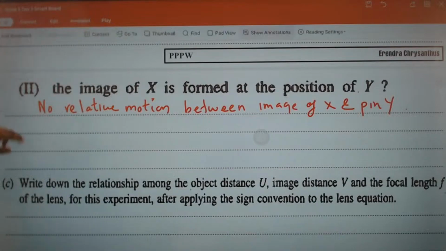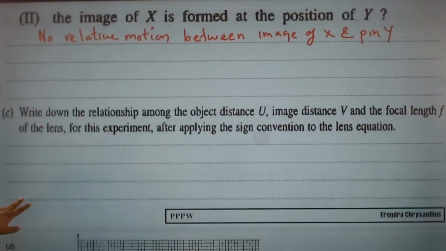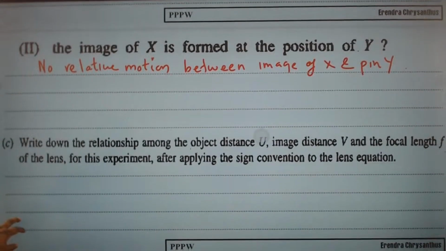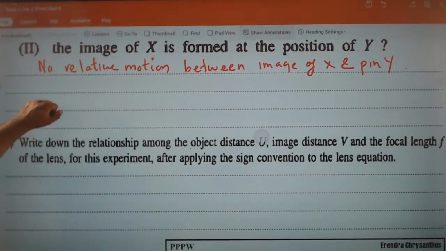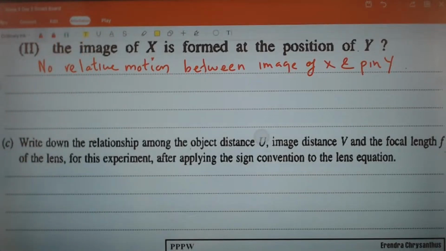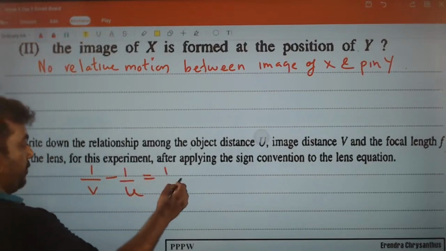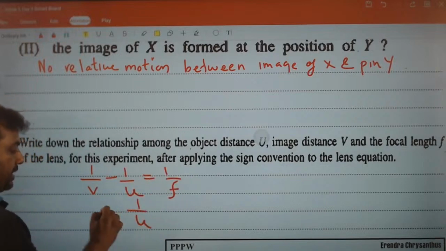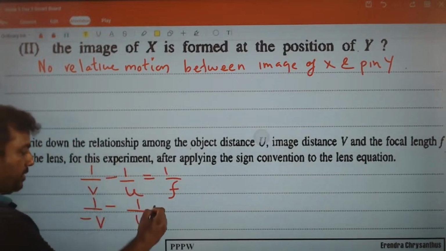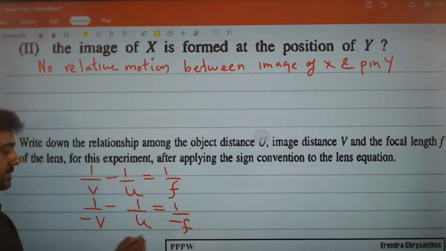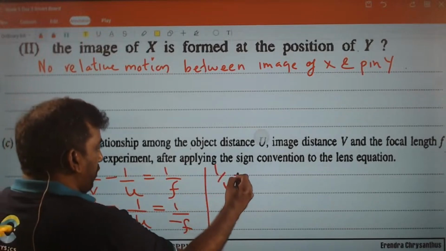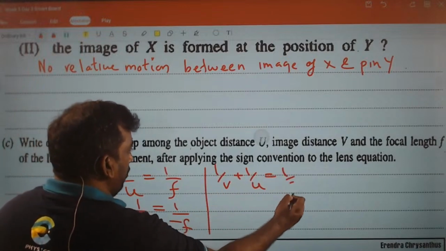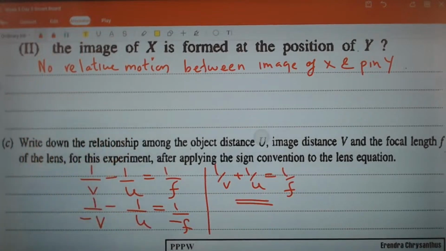Write down the relationship between object distance U, image distance V, and focal length F after applying sign convention to the lens equation. So here 1 over v minus 1 over u equals 1 over f. U is going to be positive, v is going to be negative, opposite direction, focal length is minus. Simplify this, 1 over v plus 1 over u is equal to 1 over f.